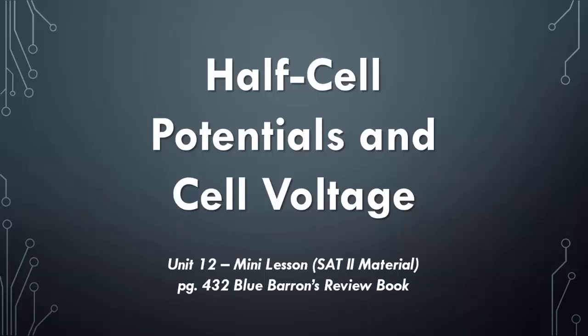Alright everybody, today we're going to be doing some half cell potentials and cell voltage, which is a SA2 material that is covered, and it is found on page 432 in the blue Barron's review book. You will also need to see table Z, which is located in the appendix towards the back.